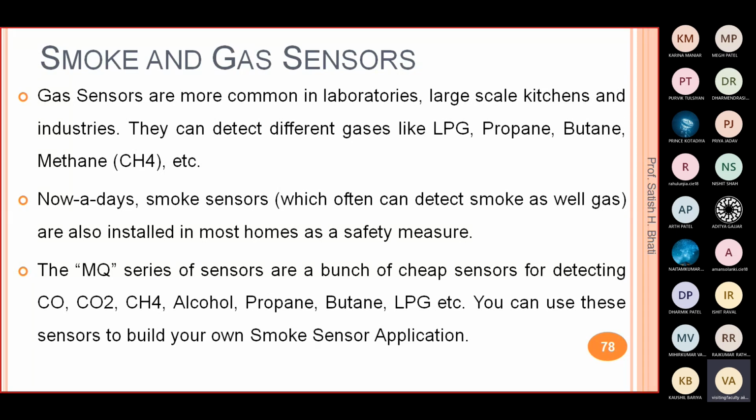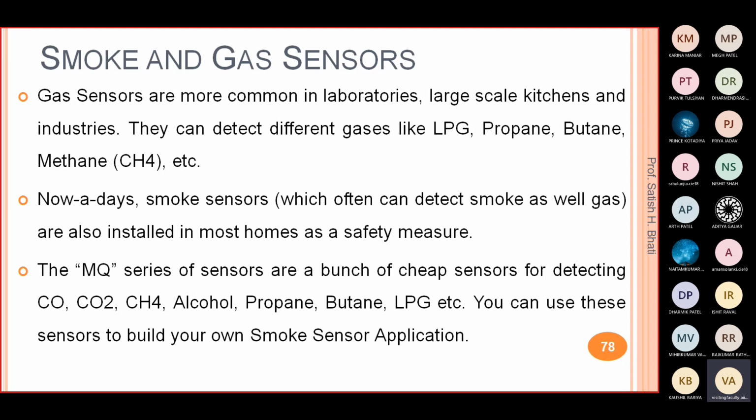For fire detection, whatever sensor we are using is a smoke sensor. But in some chemical industry or in the laboratory, we also use the gas sensor. Gas means different types of gas. So we have sensors to detect gases like propane, butane, methane. Also, we have sensors to detect carbon monoxide and carbon dioxide, right? Nowadays, smoke sensors, which can often detect smoke as well as gas, are also installed in most homes as a safety measure.